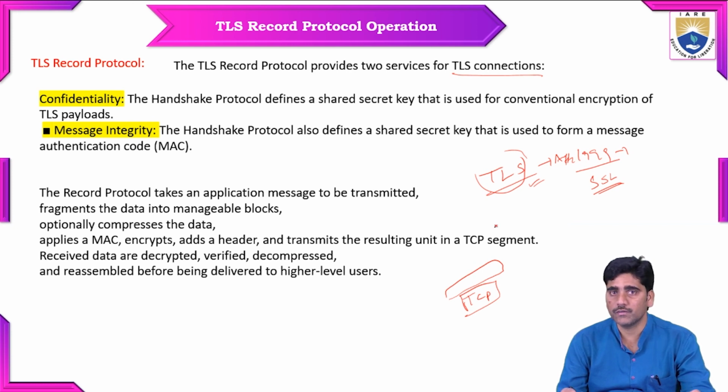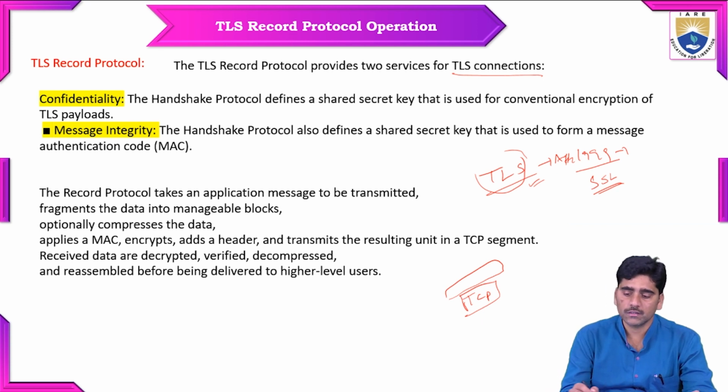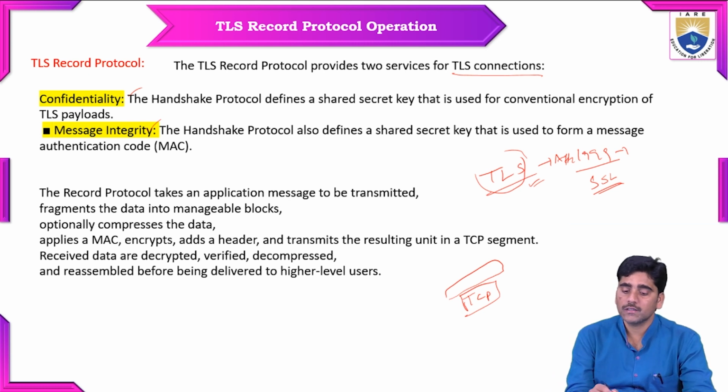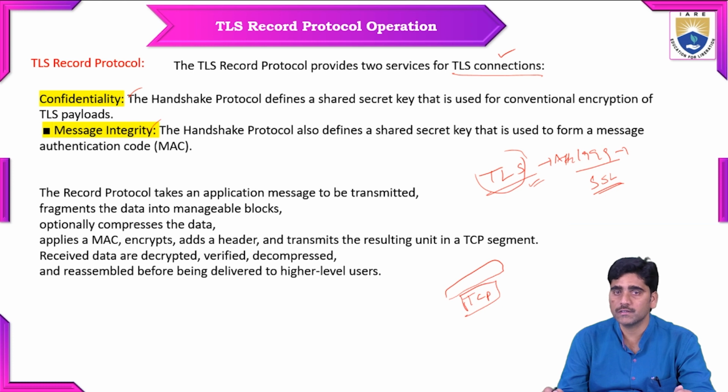This consists of the TLS record protocol, which contains two types of services. One is confidentiality, and the second one is message integrity. For these services, it provides TLS connections and TLS sessions. So TLS protocol provides two services for TLS connections: confidentiality and message integrity.